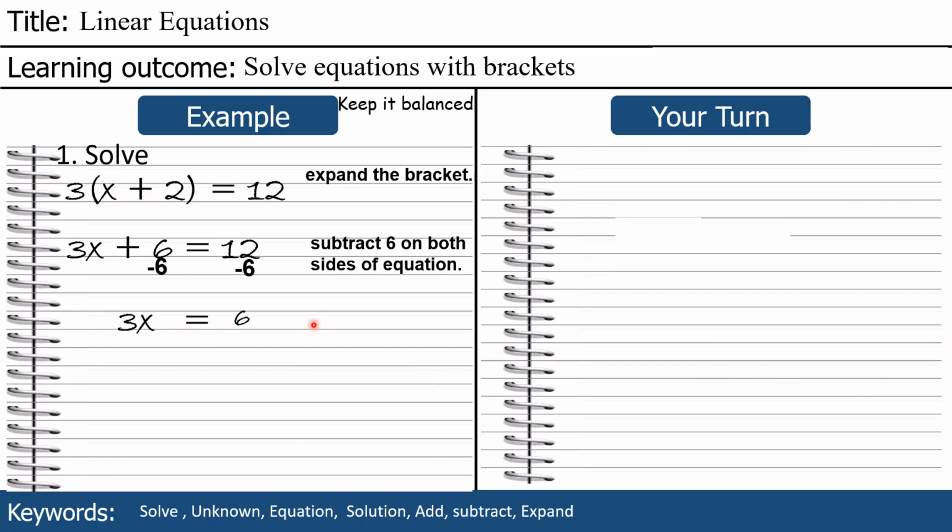equals 6, and again reverse the last operation done to x. Here we have x multiplied by 3, and the reverse of multiplying by 3 is dividing by 3. So on the left hand side of the equation you divide by 3, and on the right hand side of the equation you divide by 3. Now x equals 2.